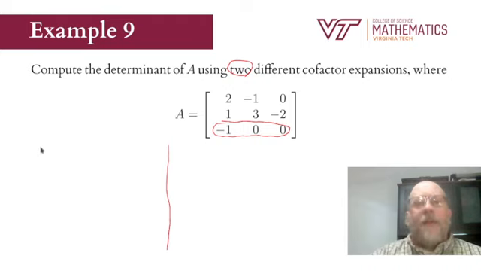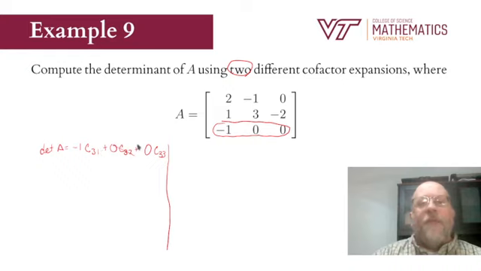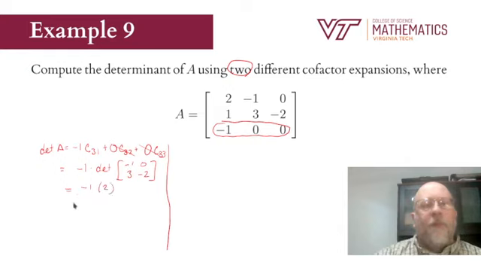And now I get that the determinant of A is -1 times the cofactor in the 3, 1 position plus 0 times the cofactor in the 3, 2 position, plus 0 times the cofactor in the 3, 3 position, and 0 times anything I don't care about. This is the only one I'm really interested in. In the 3, 1 position, we're left with negative 1, 0, 3, negative 2. And that's 2 minus 0. And so we get negative 1 times 2 is negative 2.